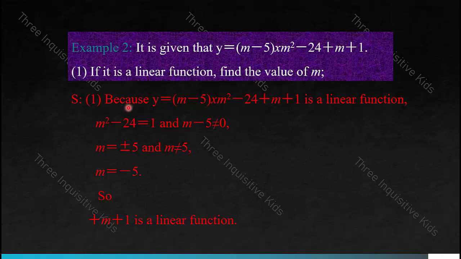Therefore, m can be positive or negative 5, but m cannot be equal to 5, so m has to be equal to negative 5. Therefore, when m is equal to negative 5, this function y is a linear function.